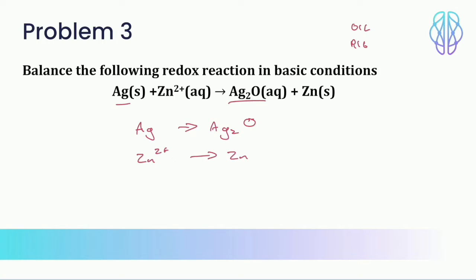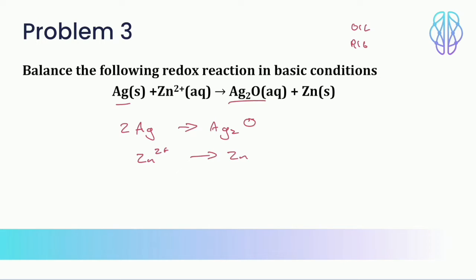Let's continue through with our half reaction. Let's balance our elements other than oxygen and hydrogen. So we know we're going to need 2 silver because we've got 2 over here. Everything else is already balanced.